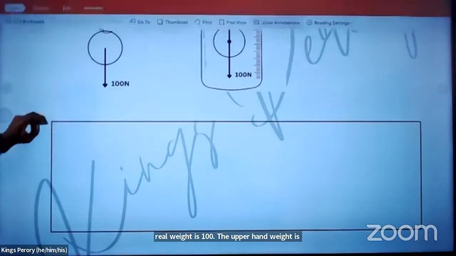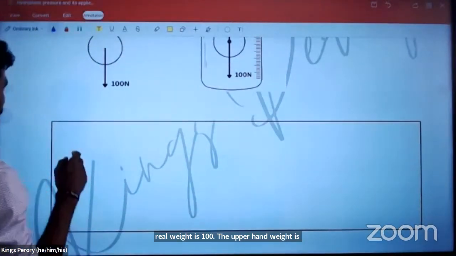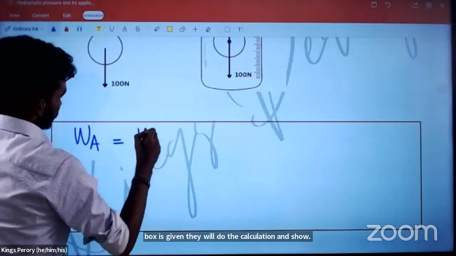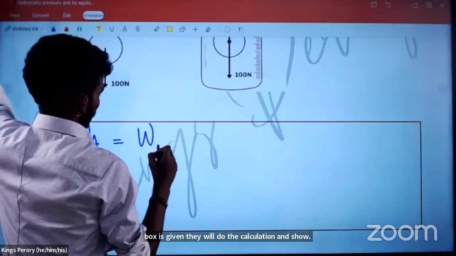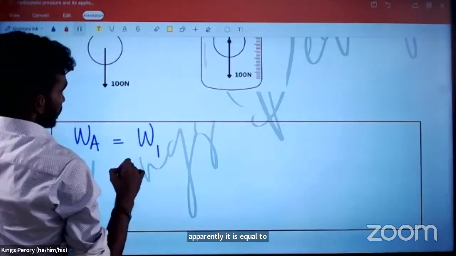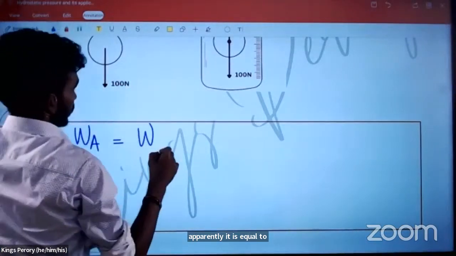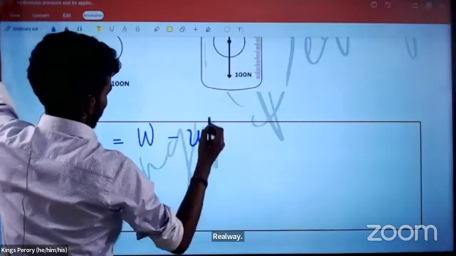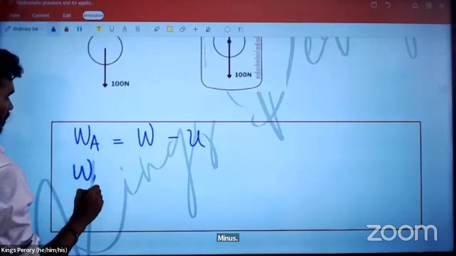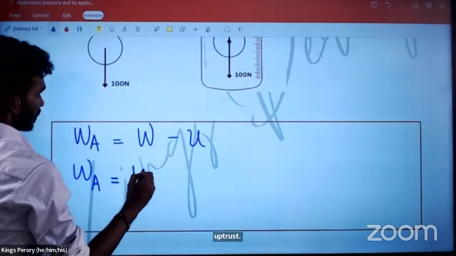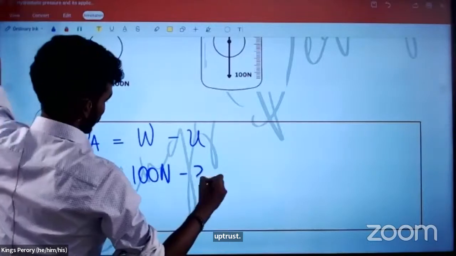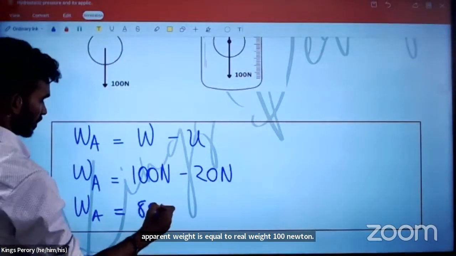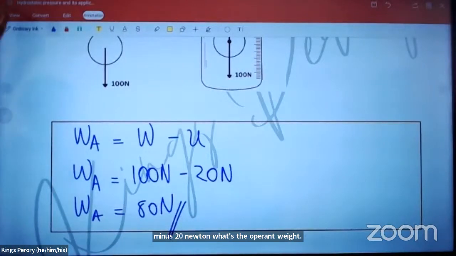Another box is given. There, do the calculation and show. Apparent weight is equal to real weight minus upthrust. Apparent weight is equal to real weight, 100 Newton, minus 20 Newton. What's the apparent weight? 80 Newton. Write it and keep.